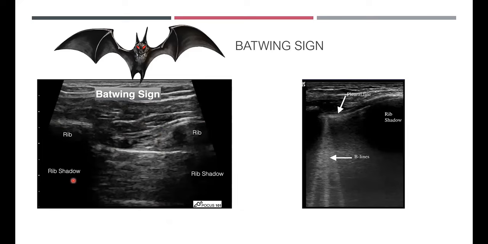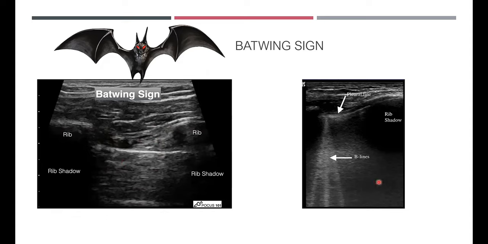And really, the reason it's called a bat wing sign is because you've got these margins of the rib, which produce rib shadows. So these are the wings of the bat. And then this area of A lines with a pleural margin over here, which is basically the midline of the bat. So really, what I'd say from our perspective is what we're trying to do is generate an image which covers at least three of these intercostal spaces with the bat wing sign. And normal lung would be a reflective pleural margin with parallel A lines.